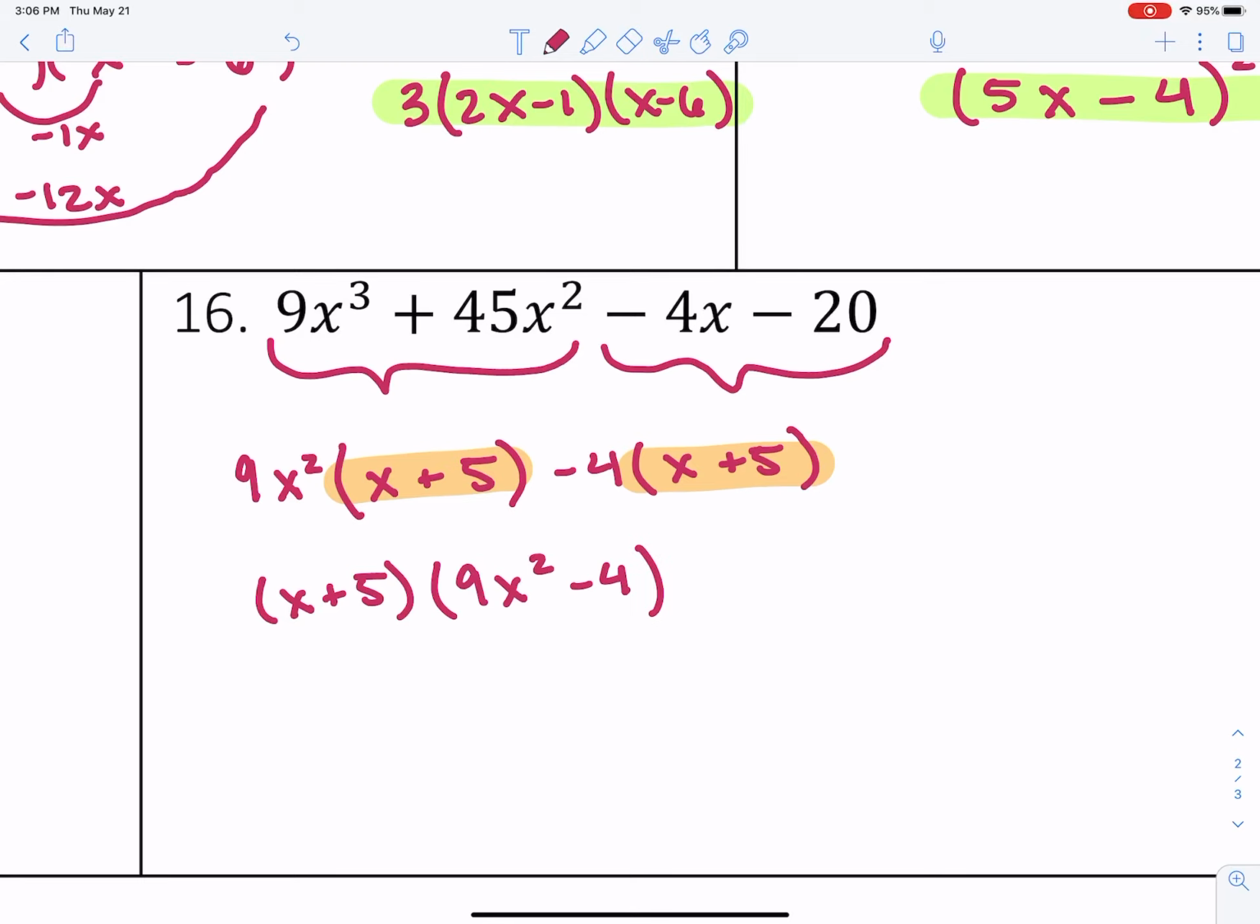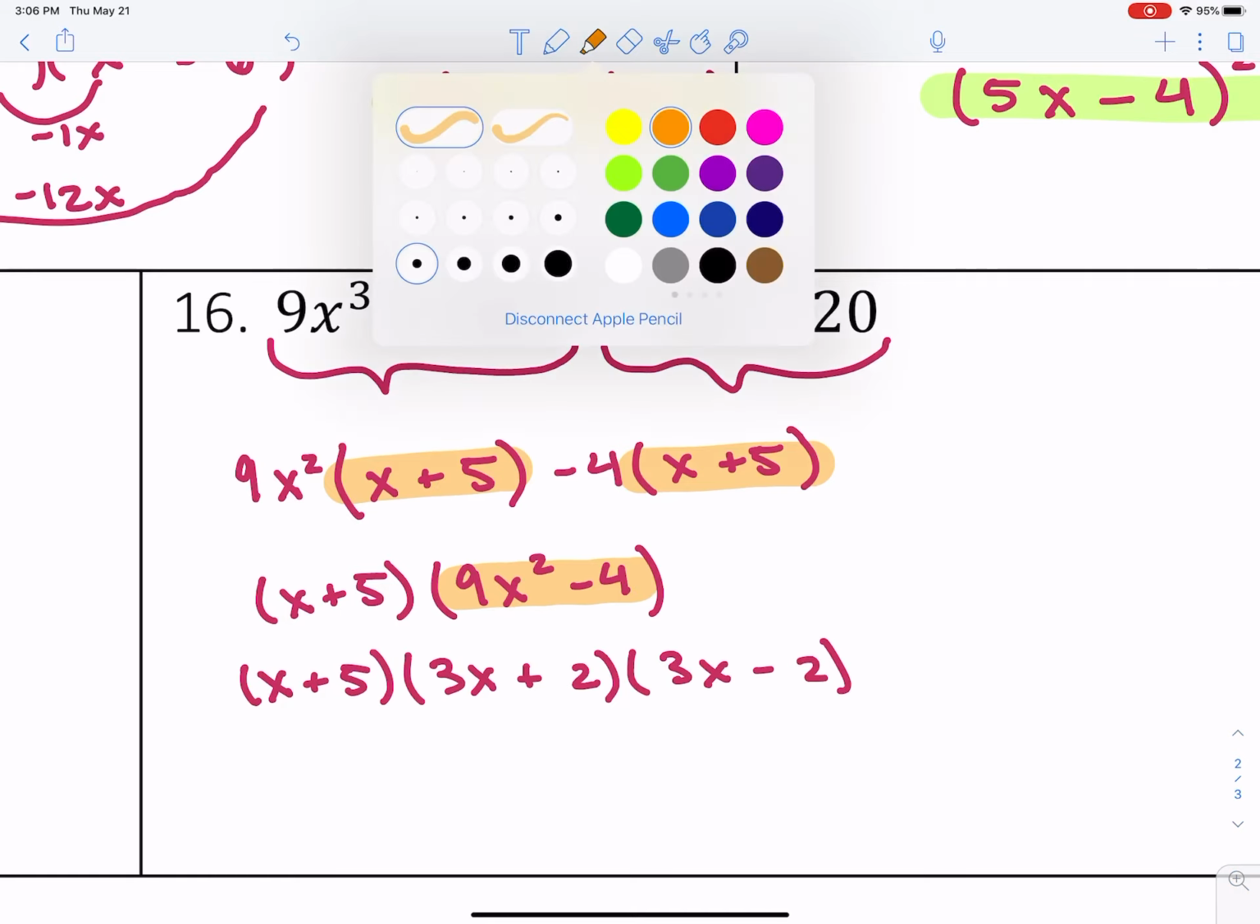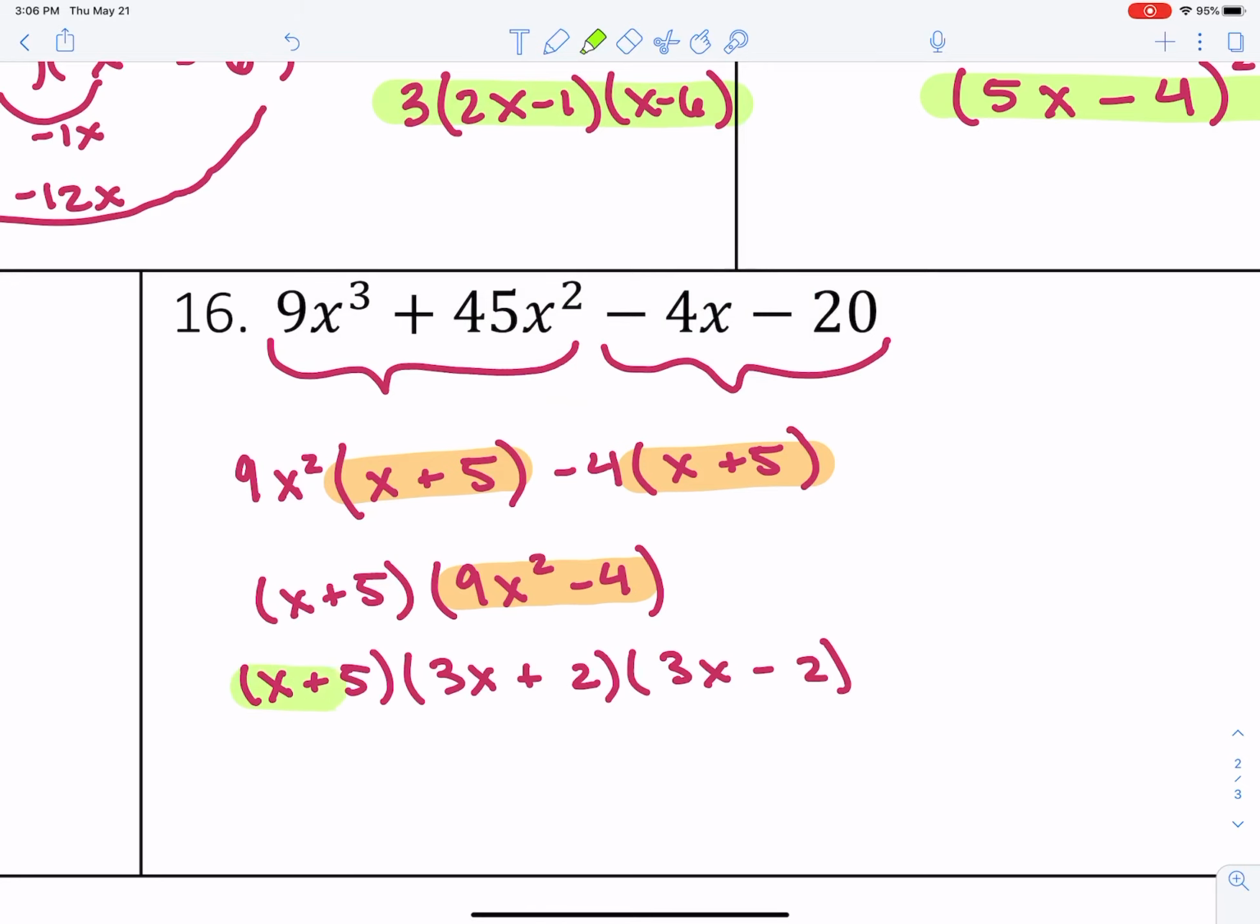Uh-oh, ding dong. Because you always want to check to see if you can factor more. And 9x squared minus 4 is definitely a ding dong, because 9x squared is a perfect square of 3x. 4 has a perfect square of 2. Connect 1 with a plus, 1 with a minus. Now I can use that green highlighter because this is as factored as I can go.